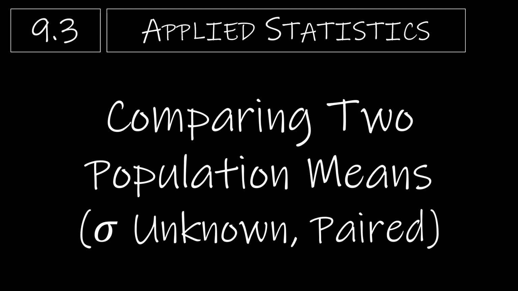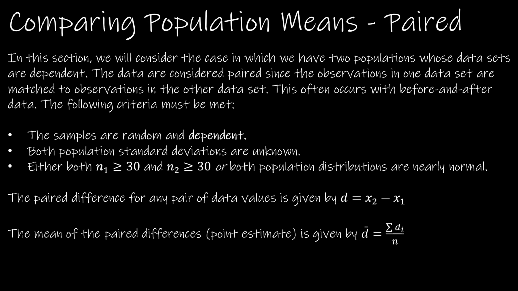We're going to take a look now at comparing two population means where sigma is unknown, and in this case our data is going to be dependent or paired. Again, looking at conditions, what we're looking for is that we have random samples that are dependent. So our data is somehow going to be paired or related to one another. Quite often this is a before and after situation, but we'll take a look at a few examples together.